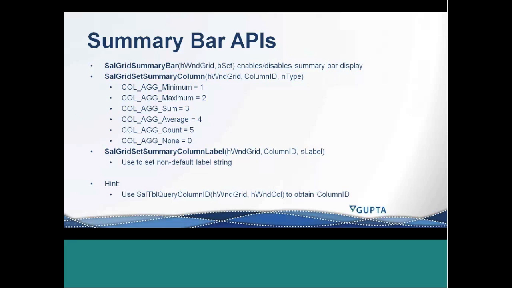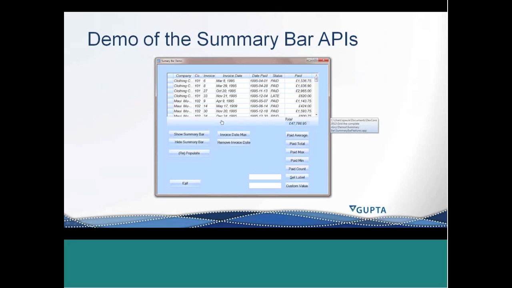To obtain the column ID, which is one of the parameters that you use in the SalGridSetSummaryColumn and SetSummaryColumnLabel functions, you can use SalTblQueryColumnID to obtain the column ID to which you want to set those values for. So let's have a look at the quick demo of the summary bar APIs example.